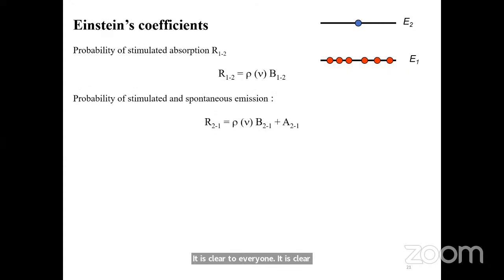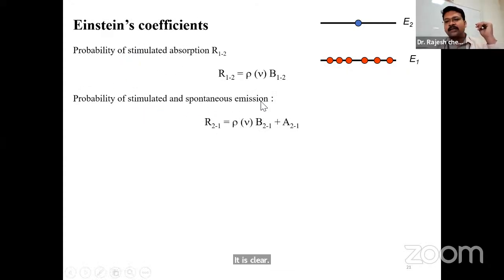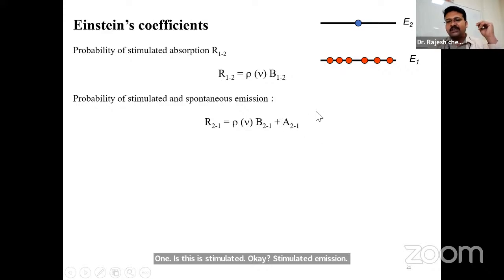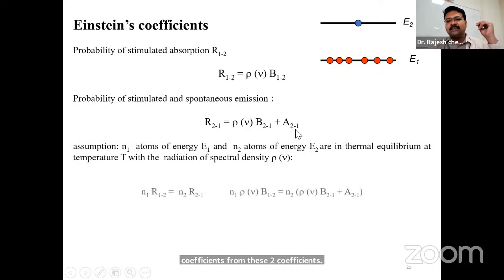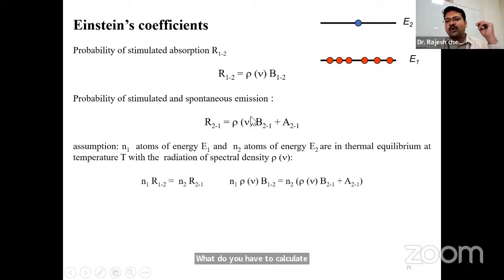Now you can see the probability of the stimulated and spontaneous emission. So these are the coefficients from top to bottom. One is stimulated emission, and this is the spontaneous emission. From these two coefficients, what do we have to calculate? The density of the radiation. So now, without any radiation, these two are equal: the number of electrons times the absorption coefficient and the emission coefficient will be equal with respect to their numbers.